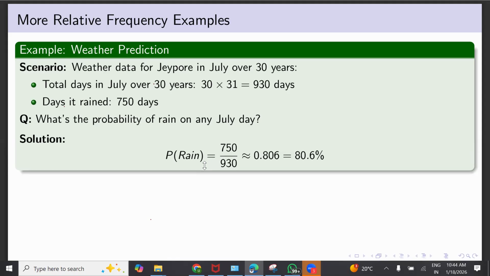So 750 divided by 930. So the probability is, as Madhusmita told, 0.806, that is 80.6%.